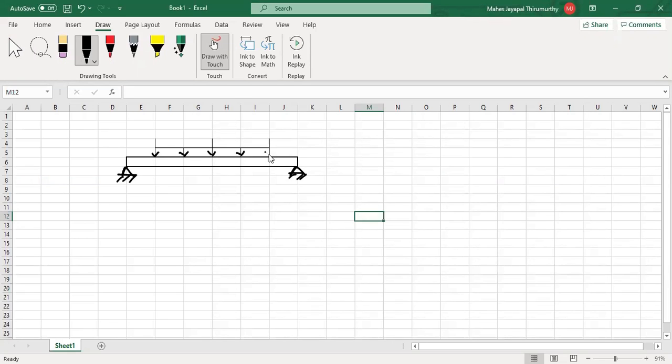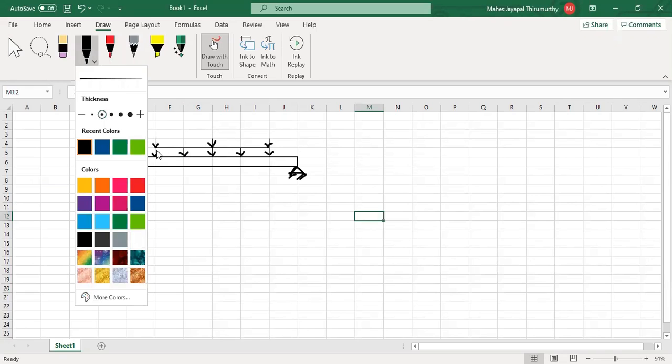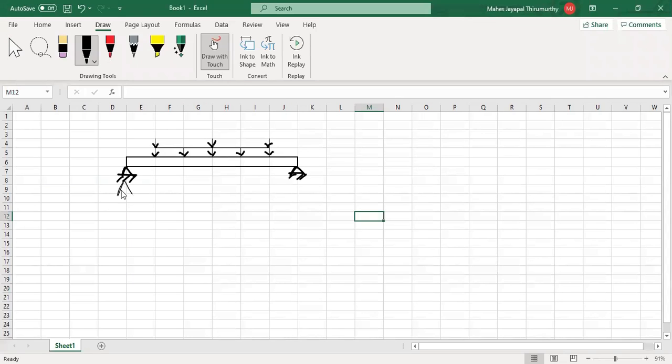Okay, and on top of it, there is one point load here and a point load here, and then here there is one point load acting. So now for this case, we will see how to find the reaction forces at points A and B. Okay, so now the reaction forces RA and RB we have to find.